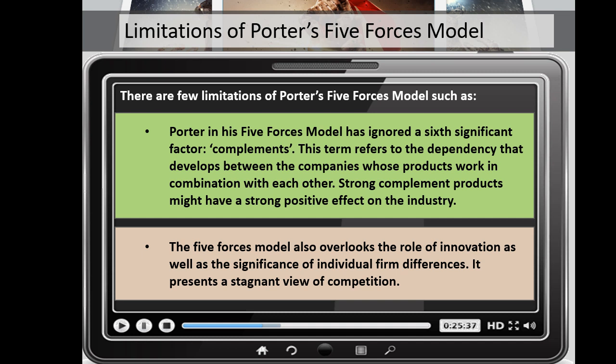The five forces model also overlooks the role of innovation as well as the significance of individual firm differences. It presents a stagnant view of competition.